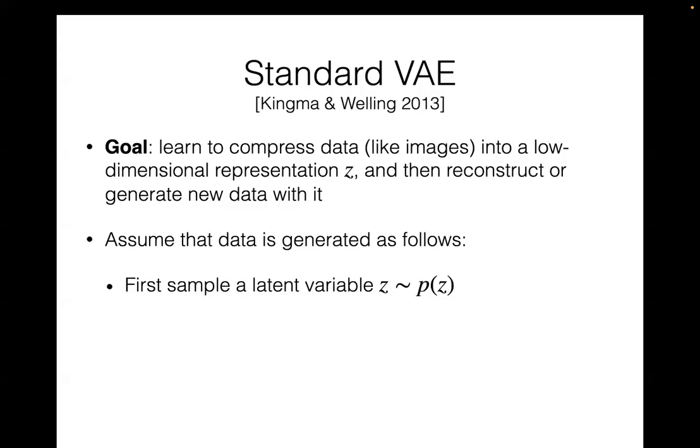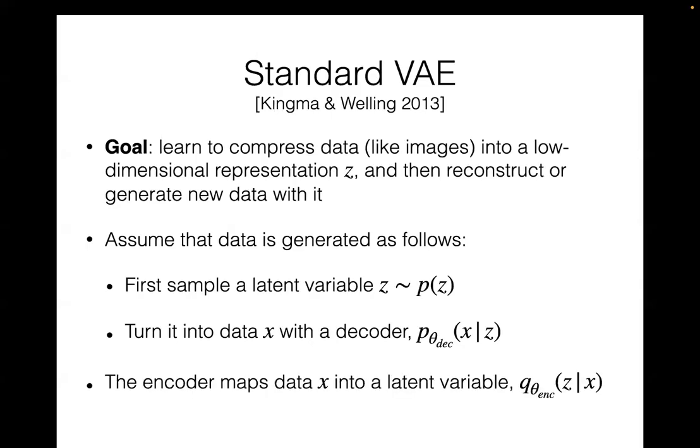First, there's going to be this notion of latent variables. We're going to assume that data is generated as follows. First you sample this latent variable, z, from a prior distribution, and the prior will be a standard Gaussian distribution. Then we turn it into data with a decoder. And then our encoder, again just assigning terms to these things, will map data into a latent variable.